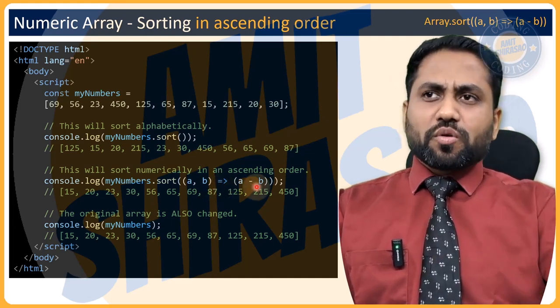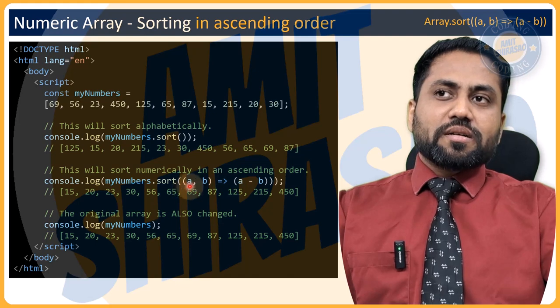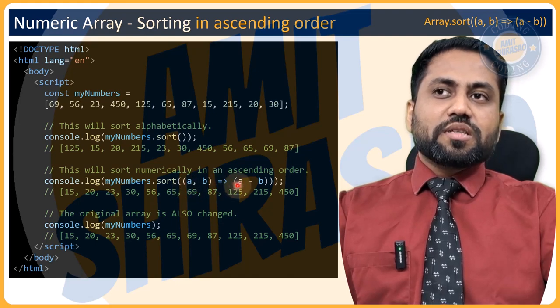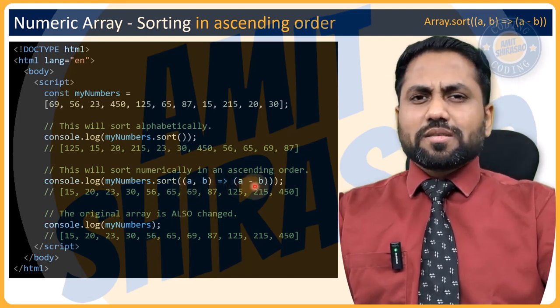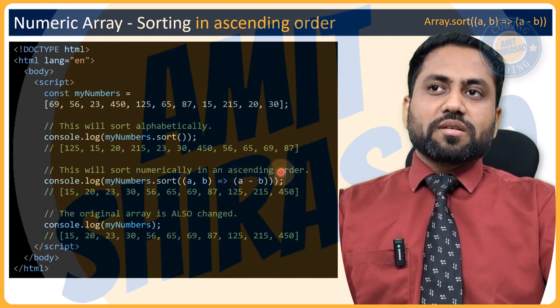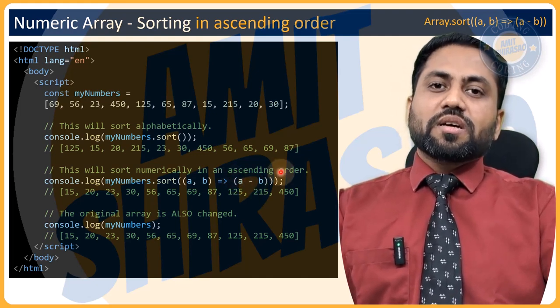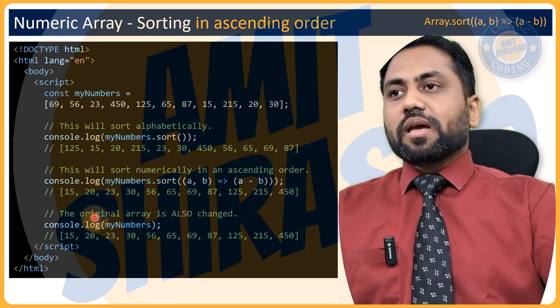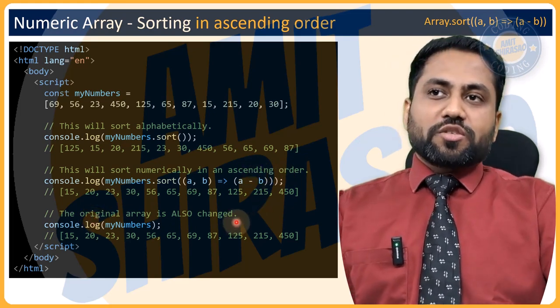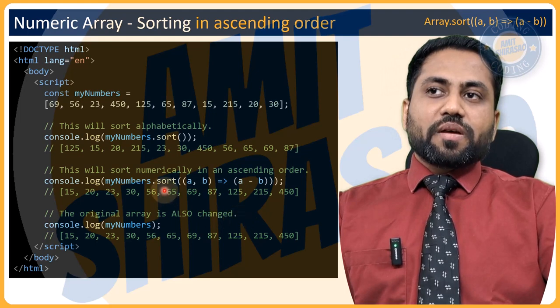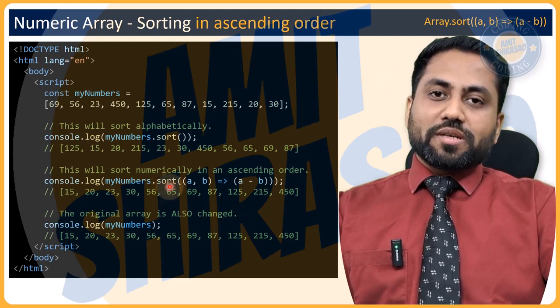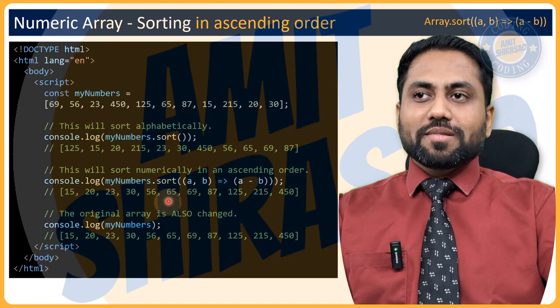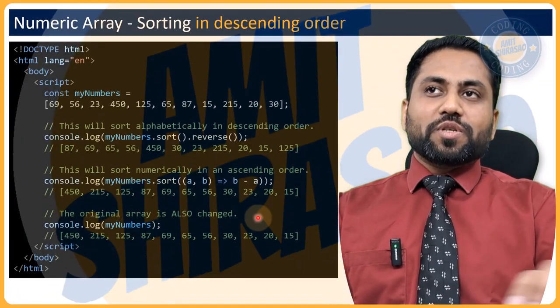Even if you don't remember all this, just remember that you create a compare function and just return a minus b. That is sufficient. It will sort it in the numeric ascending order. Okay, original array is also changed. Why? Because you used the sort method only. If you use toSorted, then the original array won't be changed.